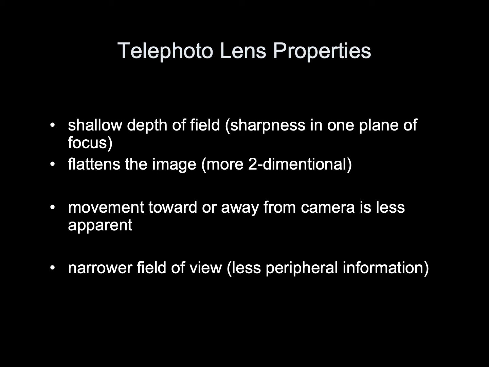Telephoto lens properties. A telephoto lens will give us the opposite properties from a wide-angle lens, so it creates a shallow depth of field, preserving sharpness in only one plane of focus. It flattens the image, making it more two-dimensional. Movement towards or away from the camera is less apparent, and it creates a narrower field of view, so the areas around the frame are compressed.